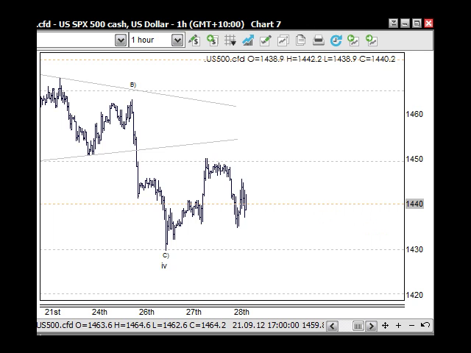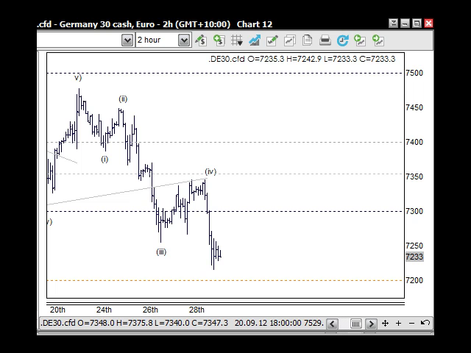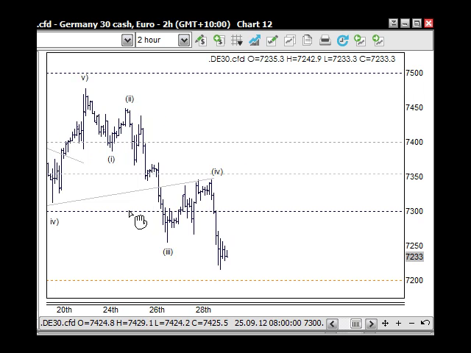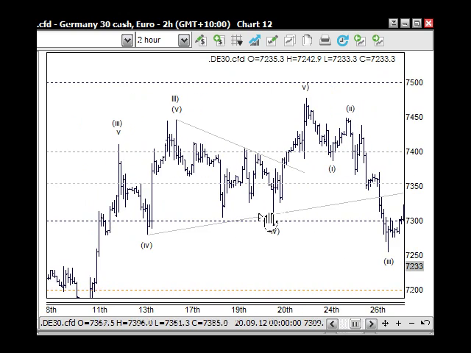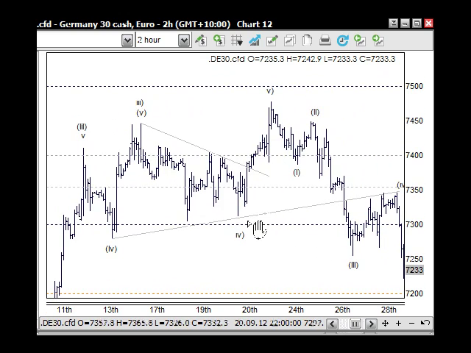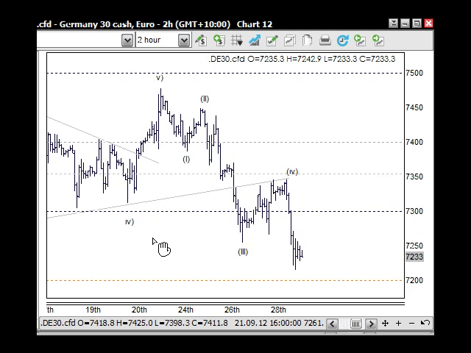The European markets, well, we've got the DAX, which follows the Dow Jones, and the FTSE is sort of out there on its own, really. So on the DAX here, as you can see, we had wave 3, wave 4, wave 5, and now we're looking at this 5-wave structure to the downside.